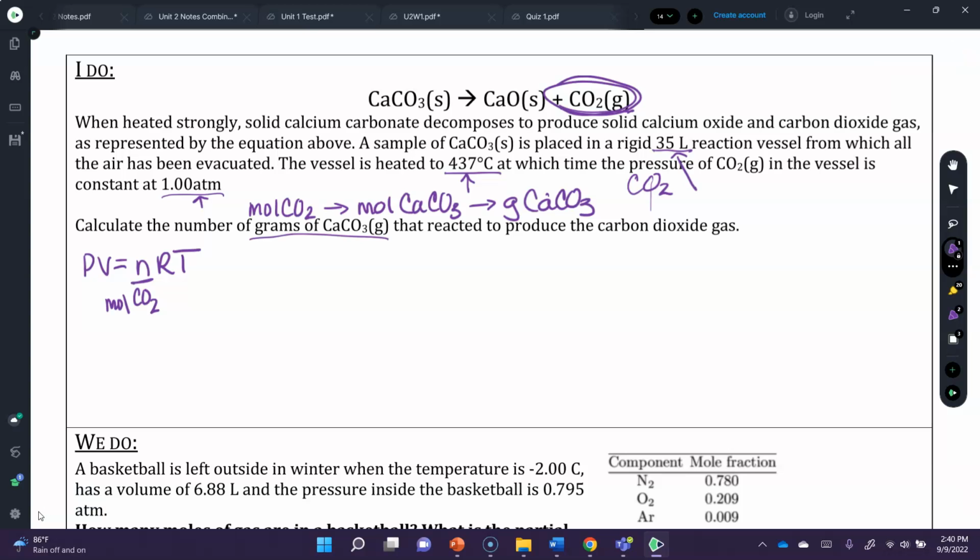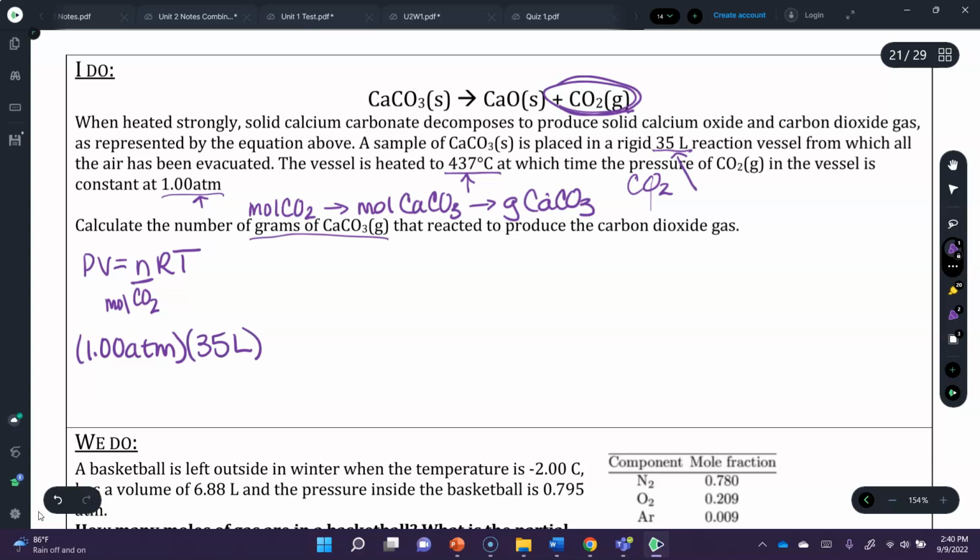So we'll substitute in all the variables we know. So pressure was given to us as 1 atmosphere, or atm. The volume was given as 35 liters. n is what we're going to solve for, so we can even call that x. I'm going to leave it as n.